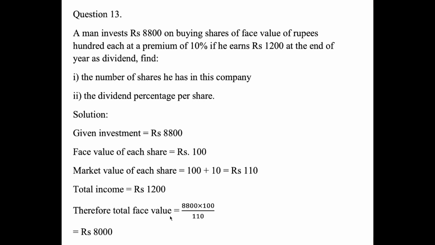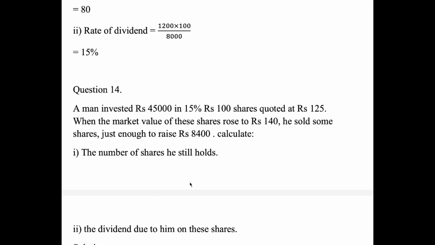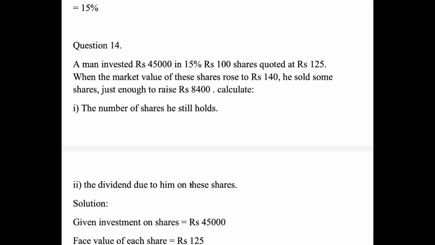So therefore the total face value will be 8800 into 100 by 110, that comes to rupees 8000. Number of shares 8000 by 100, that will be 80. The rate of dividend will be 1200 into 100 divided by 8000, that comes to 15%. Come to the next problem.